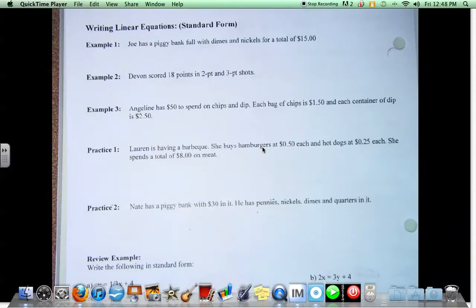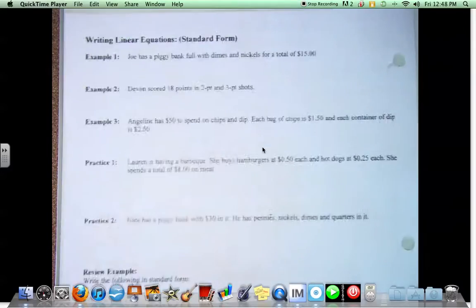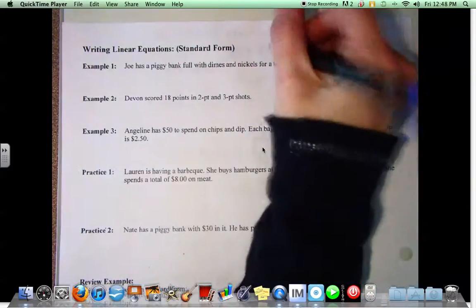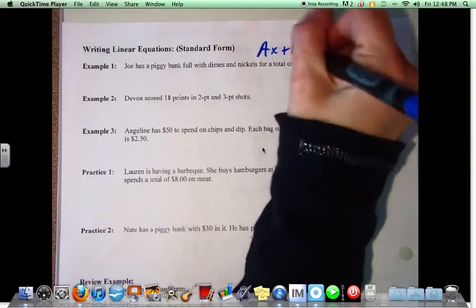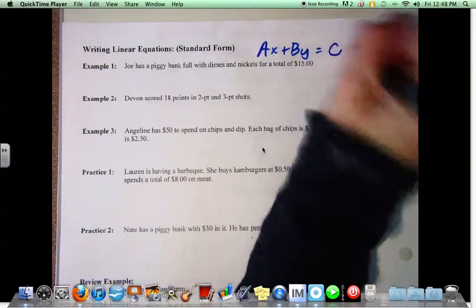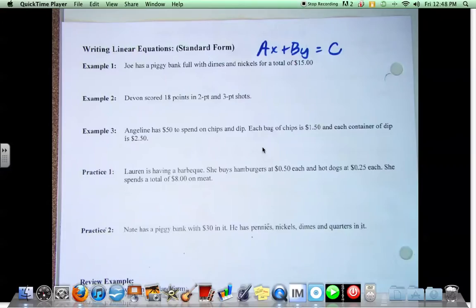All right, standard form. Standard form is that formula: Ax plus By equals C. So standard form is different than slope-intercept form because we don't necessarily know what we're starting with. We don't necessarily have a rate. So that's the difference between standard form and slope-intercept.